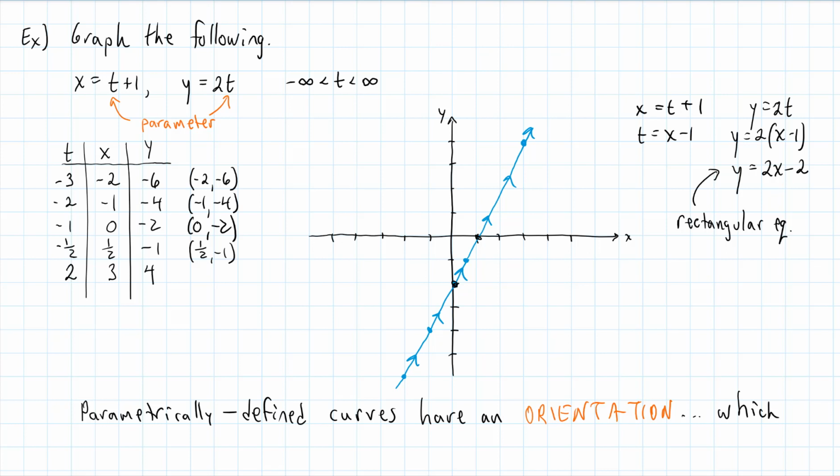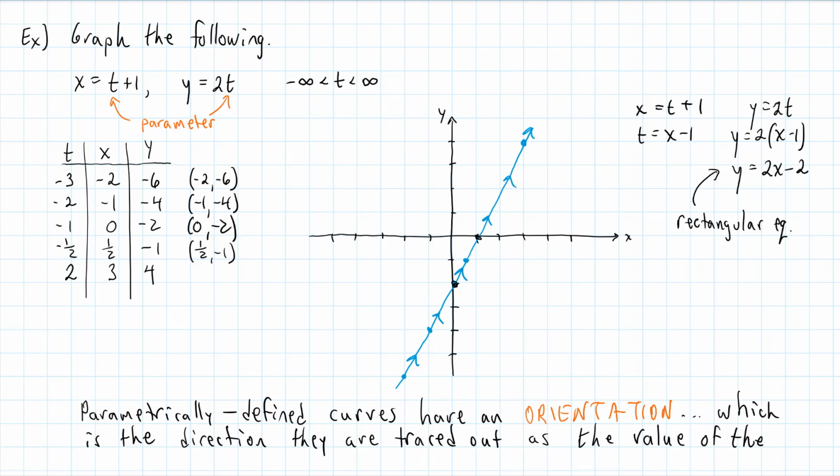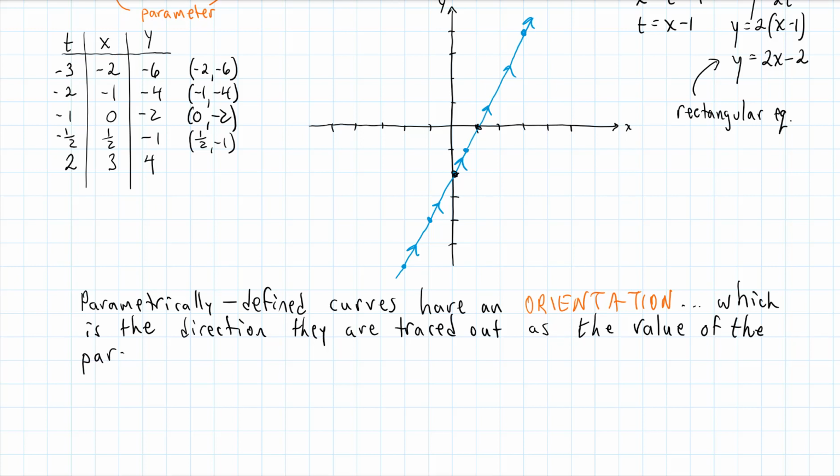Which is the direction they are traced out as the value of the parameter is increased. So whatever the direction that it was traced out or plotted out in, as t is increased, is its orientation.